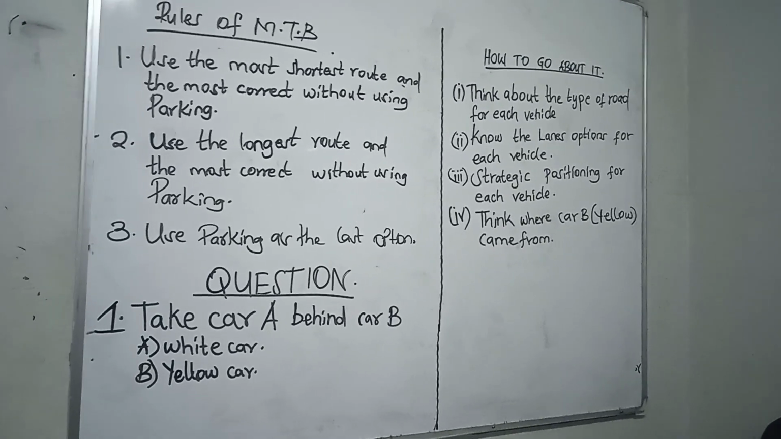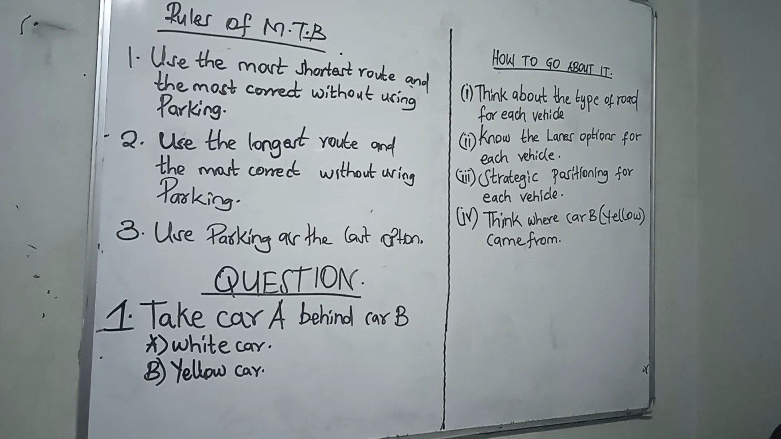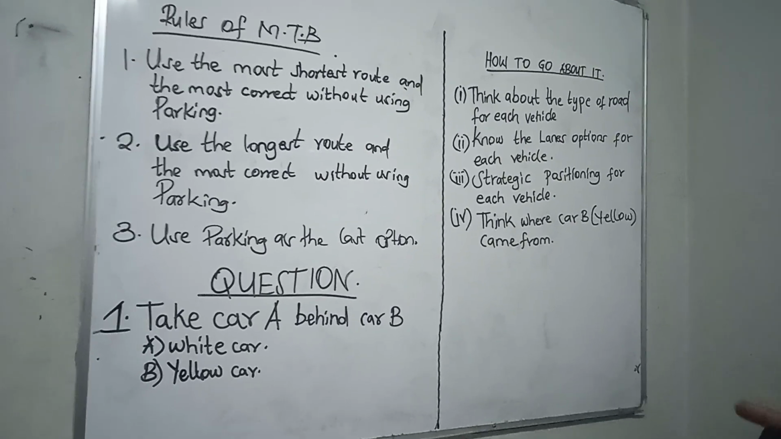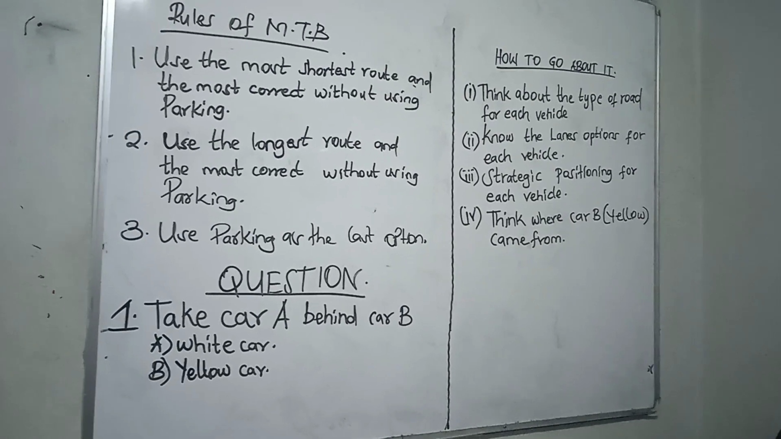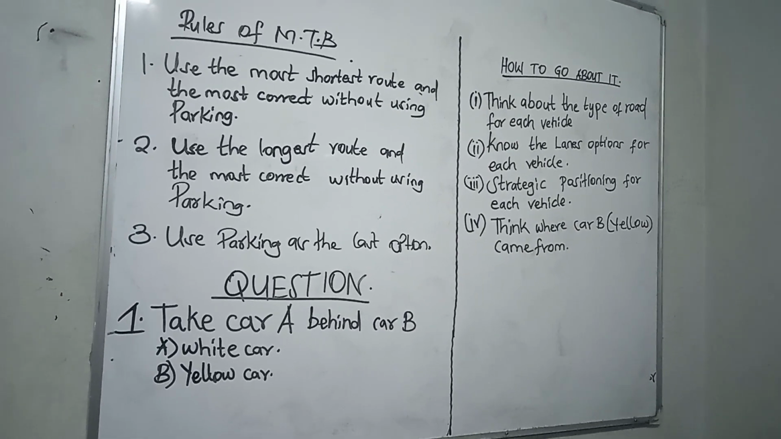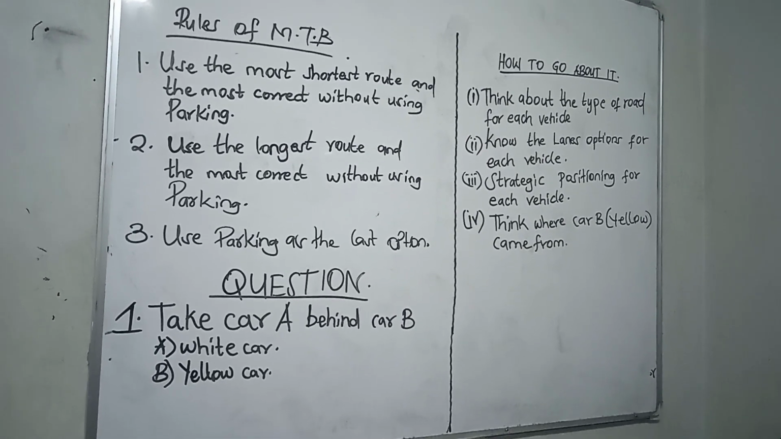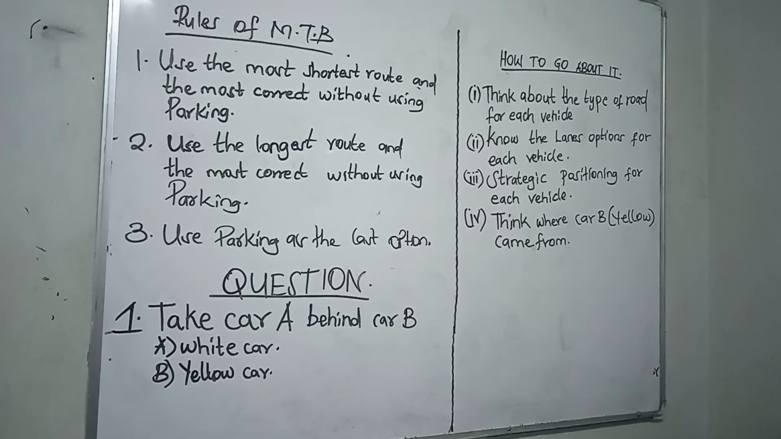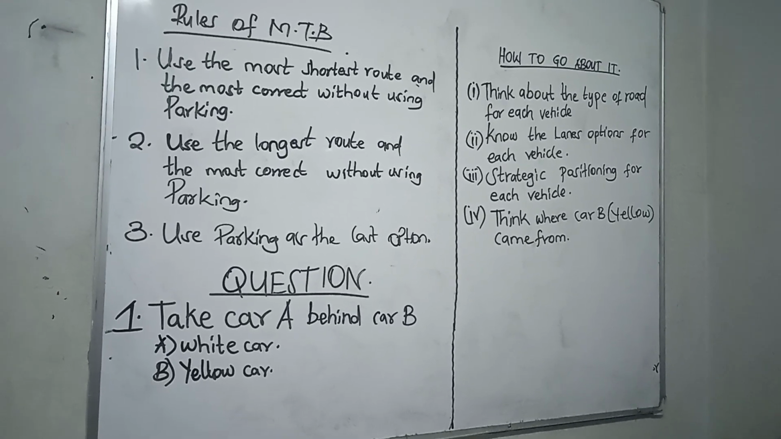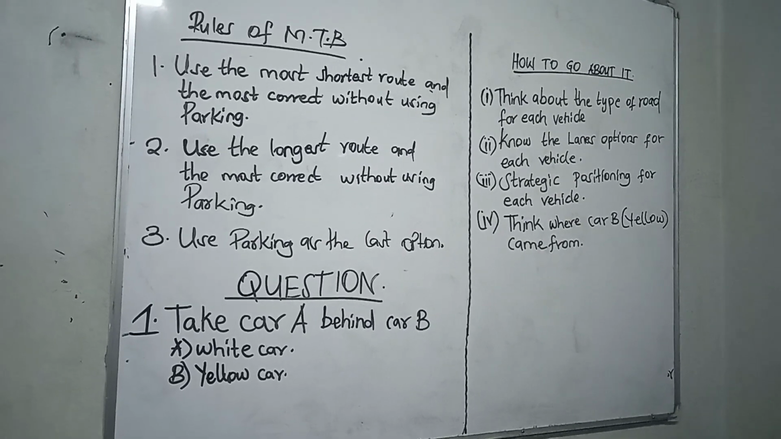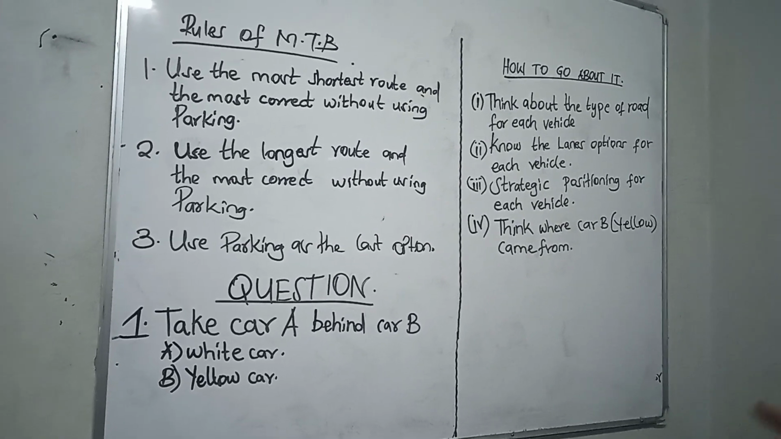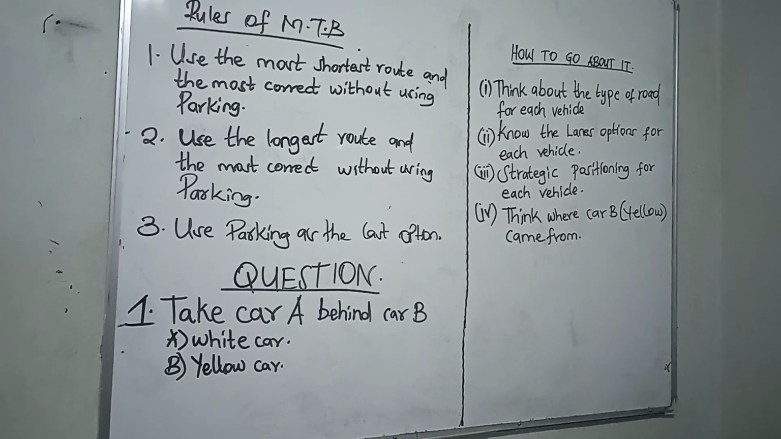For example, down here, you can see we have a very good question: take car A behind car B. Now, because I want us to do it practically on the board, car A will be our white car, and car B will be the yellow car. Note that car A is the white car, and B is the yellow car.